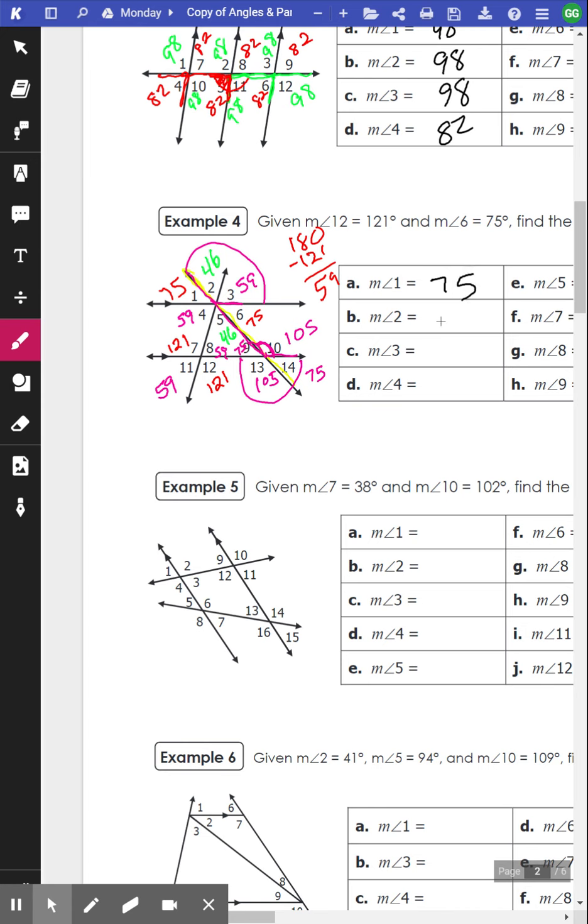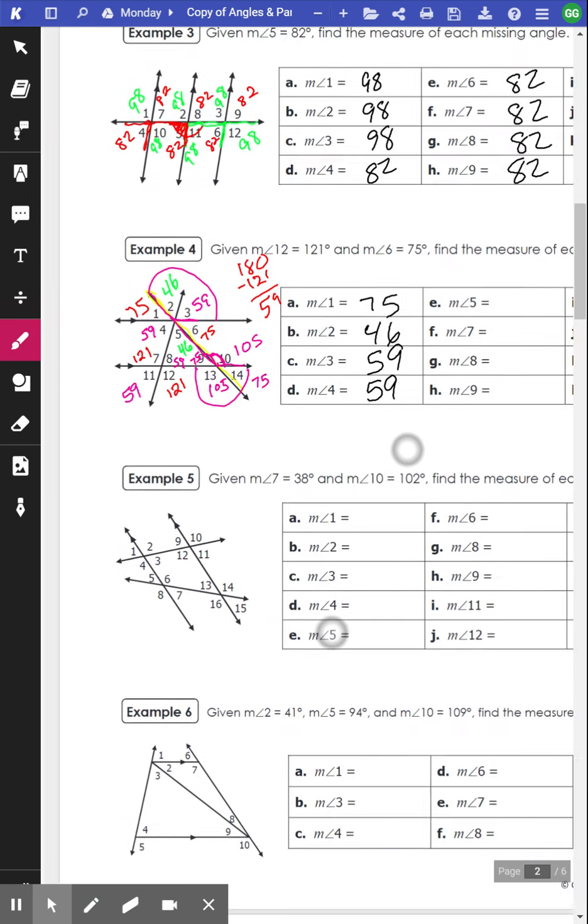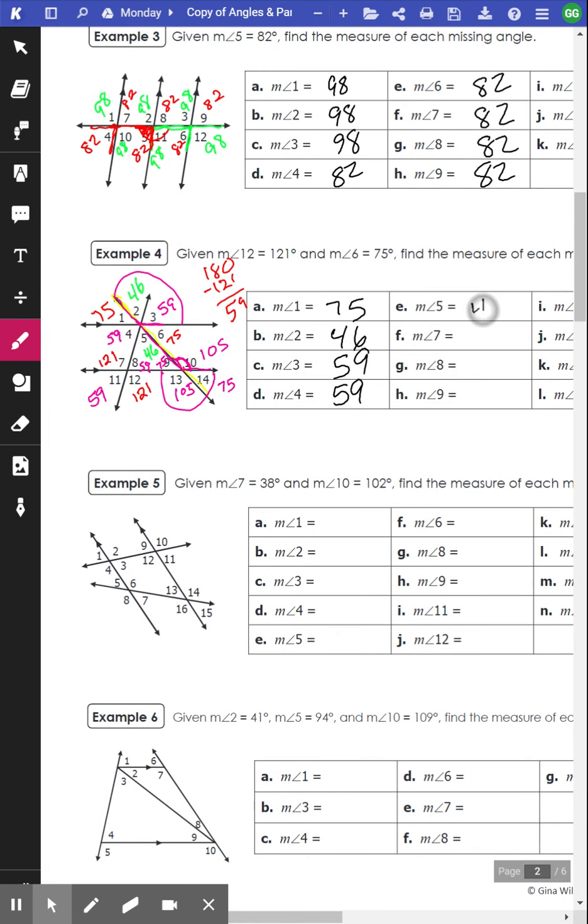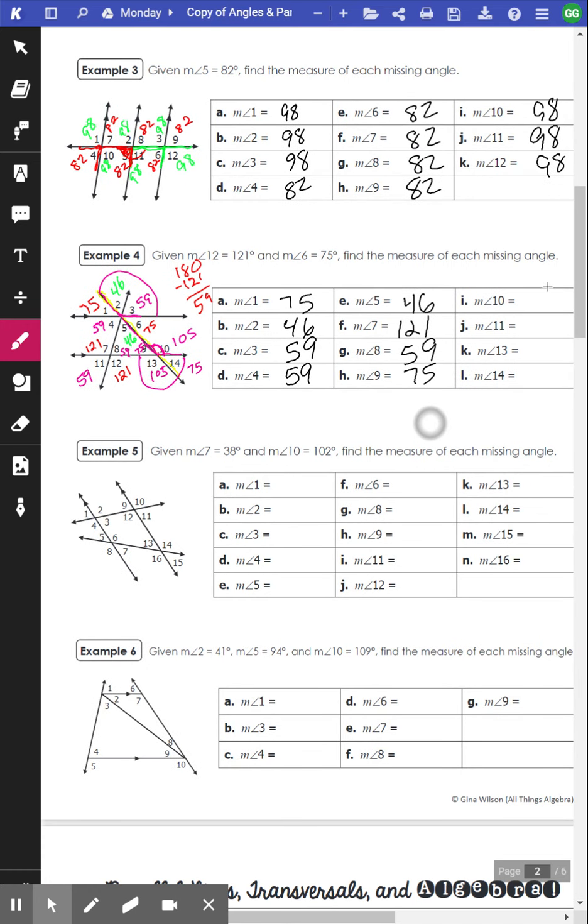Angle 1 is 75, 46, 59, 59, 46. Angle 7 is 121, angle 8 is 59, angle 9 is 75, angle 10 is 105, angle 11 is 59, angle 13 is 105, angle 14 is 75.